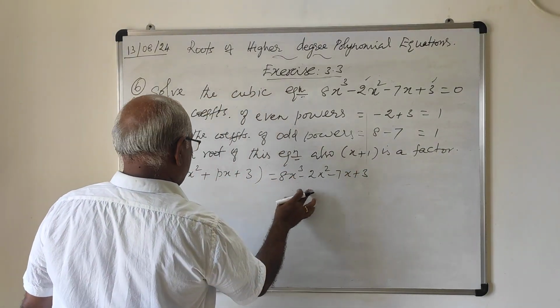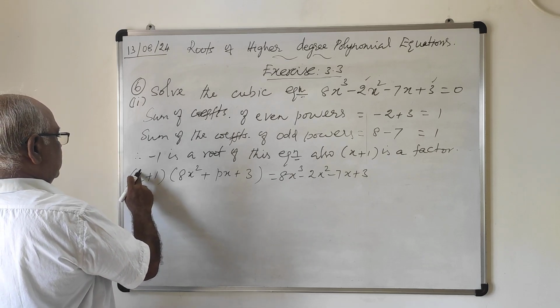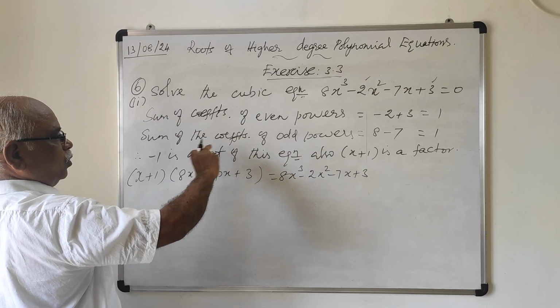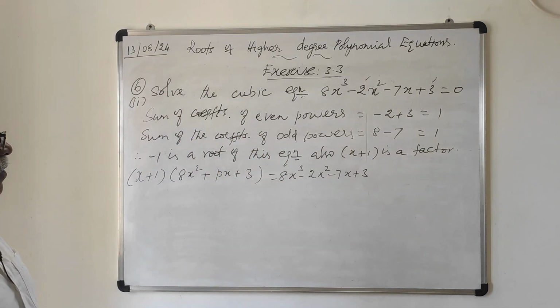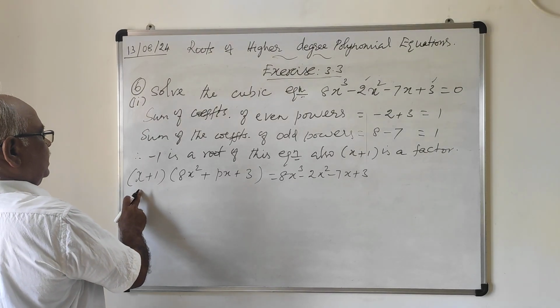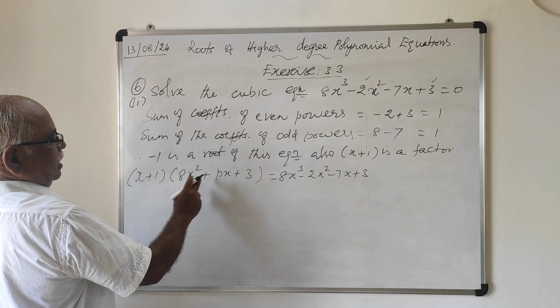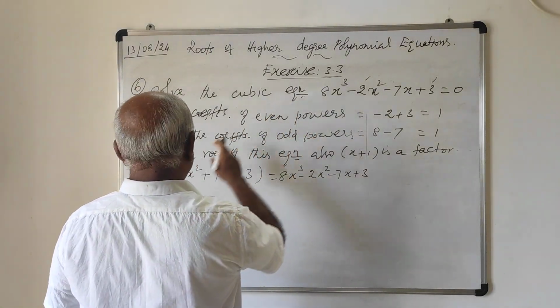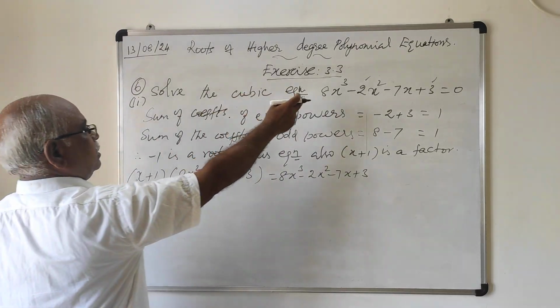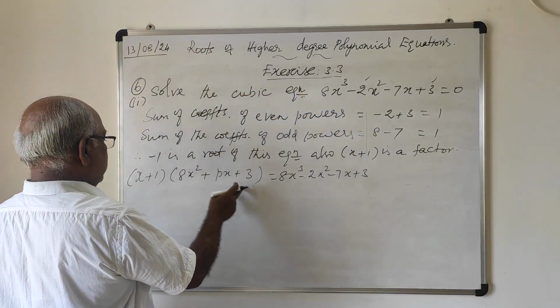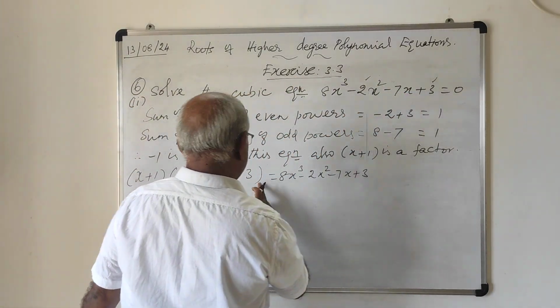So for this equation, these are the two factors. Since the sum of the coefficients of odd powers is equal to the sum of the coefficients of even powers, x plus 1 is a factor. Therefore, the other factor is 8x square plus px plus 3, since 8x square into x is 8x cube, and 3 into 1 is 3.